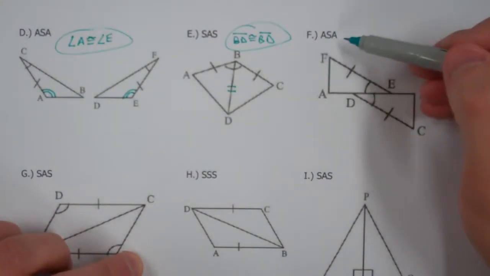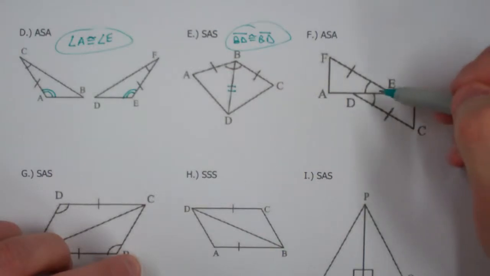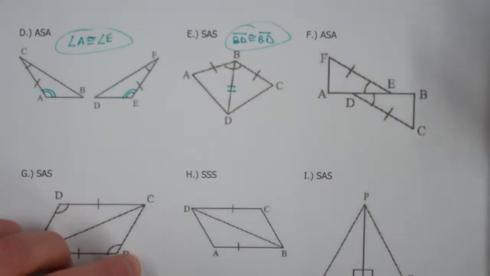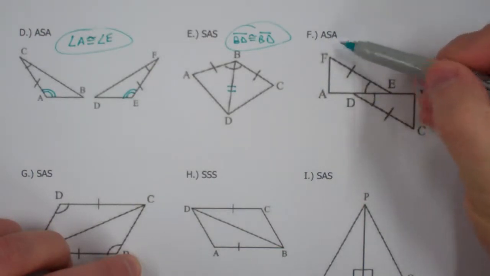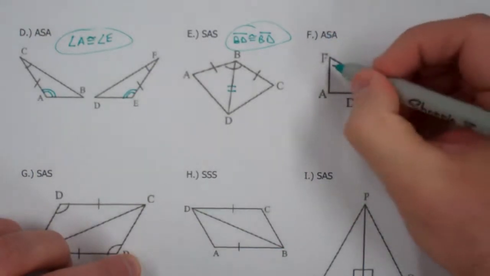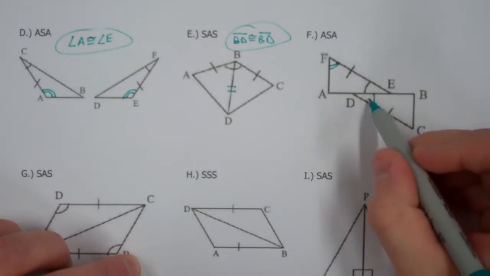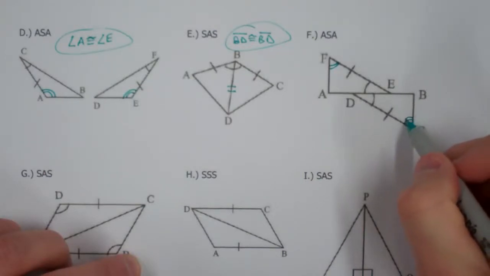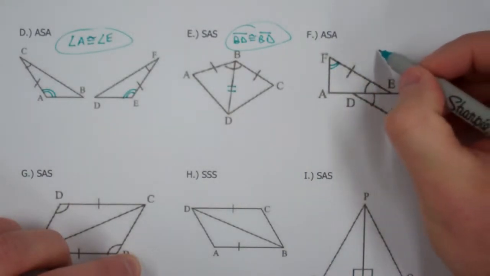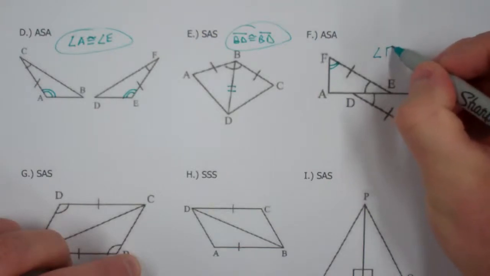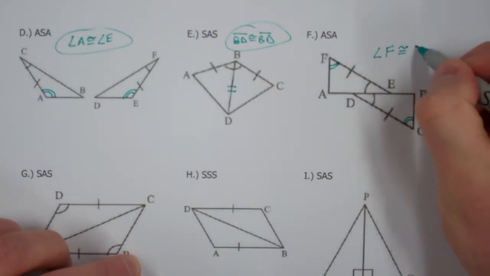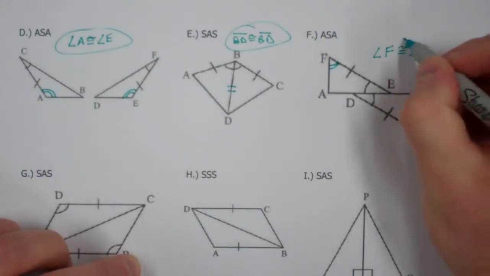For part F, we've got angle, side, angle. Notice here how we have a couple angles that are congruent here, or one angle between the two, and then one side between the two. So we've got an angle and a side, we need another angle. Notice the S is included. So here we want to go angle, side, angle, and then here we want to go angle, side, angle. So for us to prove these two triangles congruent using angle, side, angle, we need to know that angle F is congruent to angle C.